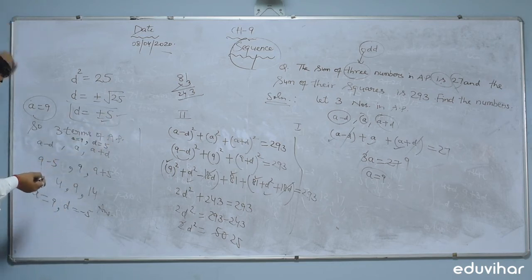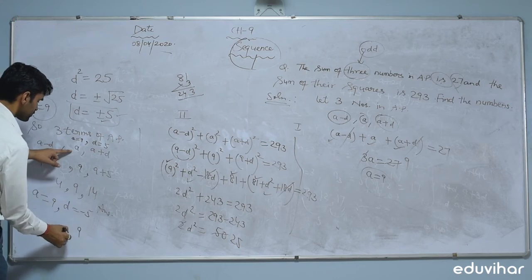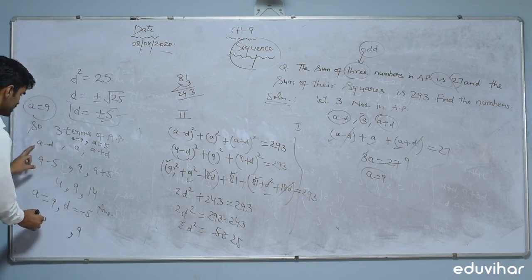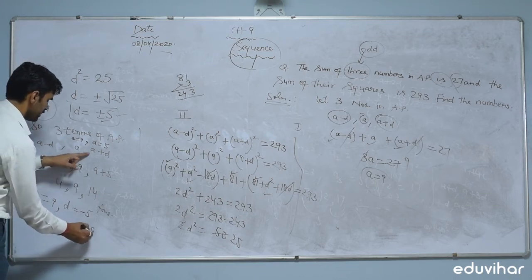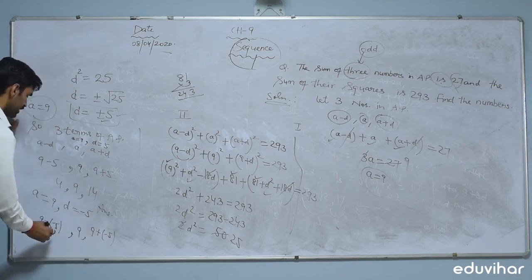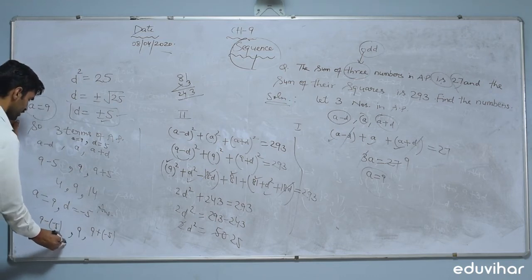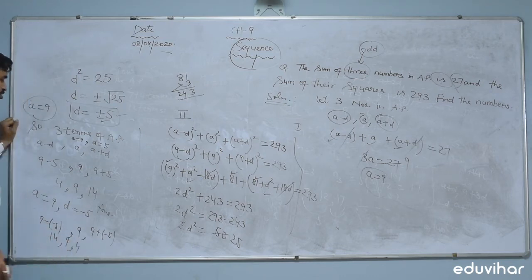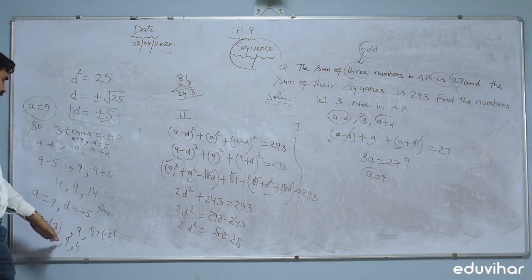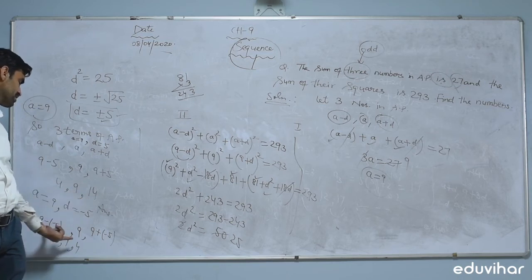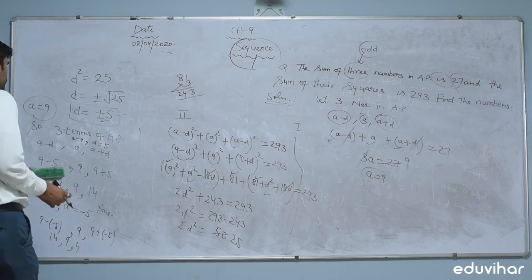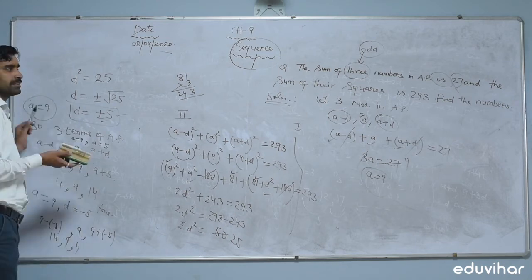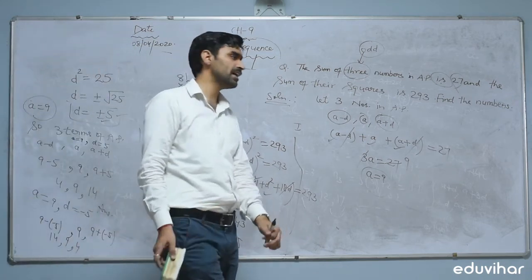So we can say the value of a is 9 and d is minus 5, that is 9 minus of minus 5, and 9 plus of minus 5. The value comes out to be 9 plus 5, 14, and here 9, here 4. So the three terms of the sequence are 4, 9, 14 or 14, 9, 4. This is an increasing sequence, this is a decreasing sequence. But all the terms give the same result, that is 4, 9 and 14. In this way, you can solve this type of problem.